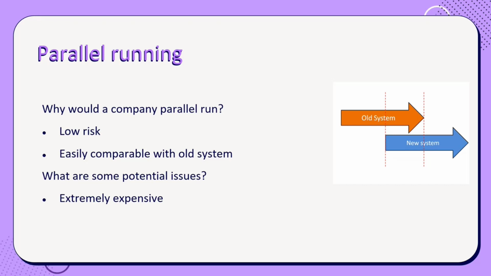Then we have phased implementation. Why would a company use this? Because it allows staff to slowly get to grips with the system, and training can be done in stages. So as you can see here, you slowly start breaking down the old system and implementing newer parts of the system, which allows staff to get to grips with the system faster.